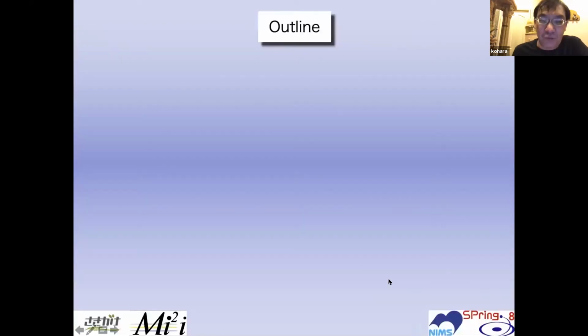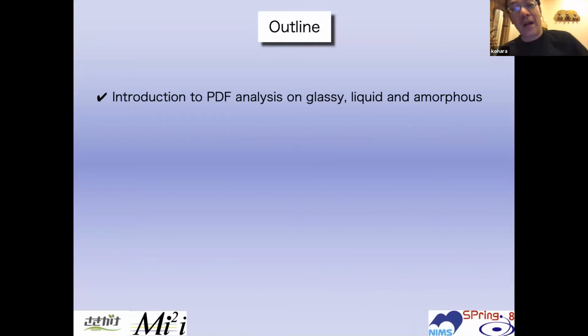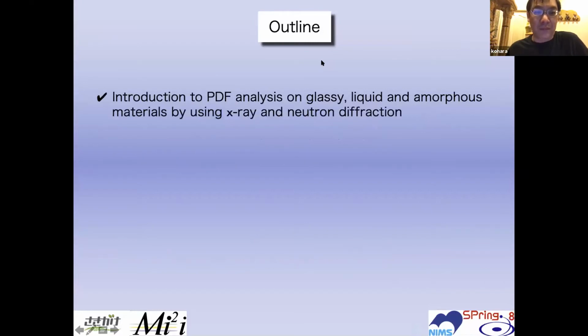Okay, so the outline of my talk is here. First of all, I would like to introduce PDF. PDF is the pair distribution function. PDF analysis on glassy, liquid, and amorphous materials is a very short introduction. Of course, we typically use X-ray diffraction, and sometimes we use neutron diffraction, because neutron diffraction is very sensitive to light elements, particularly oxygen atoms, because I recently work with oxide materials.